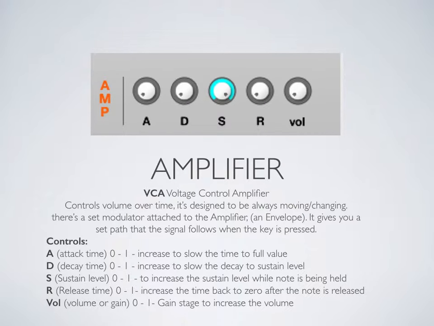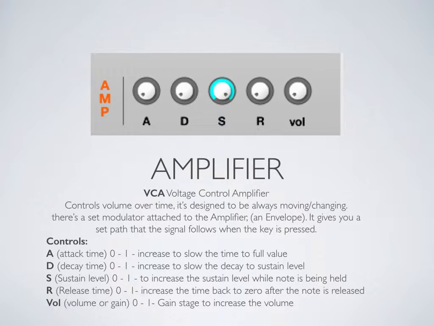Next up is the amplifier, VCA, voltage controlled amplifier. It controls volume over time. It's designed to always be moving, to be changing. There's a set modulator attached to the amplifier, which is an envelope, and that gives you a set path that the signal follows when the key is pressed. The controls are A for attack time, D for decay time, S for the sustain level, R is release time, and VOL is volume or gain.